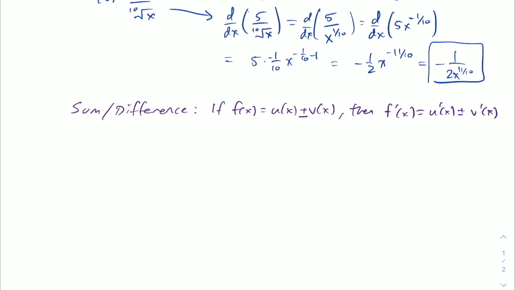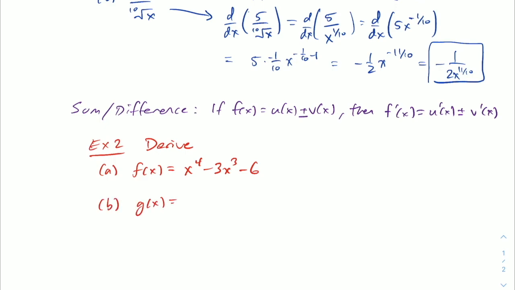Okay, let's do a quick example here. Call this example 2. Let's derive two functions. The first we call f, and it is going to be defined as x to the fourth minus 3x cubed minus 6. And the second is called g, and it is going to be 3x squared plus 1 all over x.